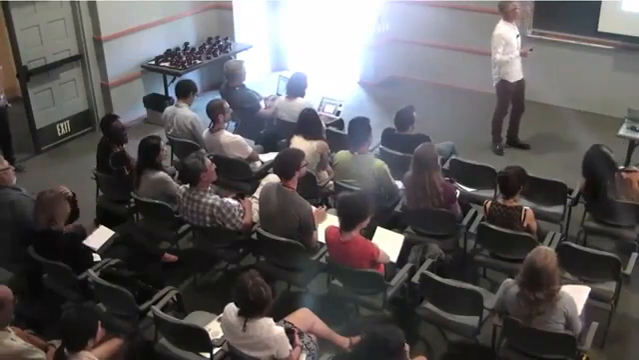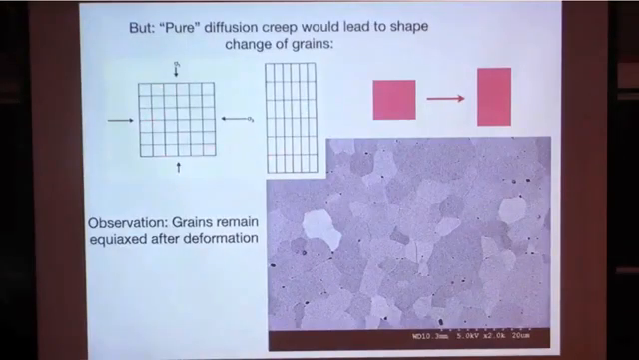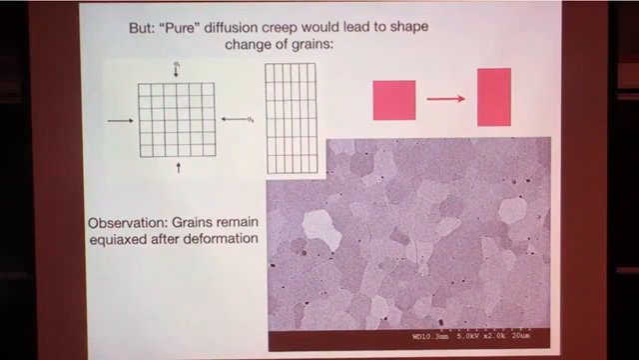Right, so there's one more point to this. If you have pure diffusion creep, we talked about diffusion from one side of the grain to the other side, you'd predict that each grain would change shape. That was the model that I started out with. If you have only diffusion going on to accommodate the stress and therefore the strain that you impose, then you should change each individual crystal from the square in this instance to a rectangle.